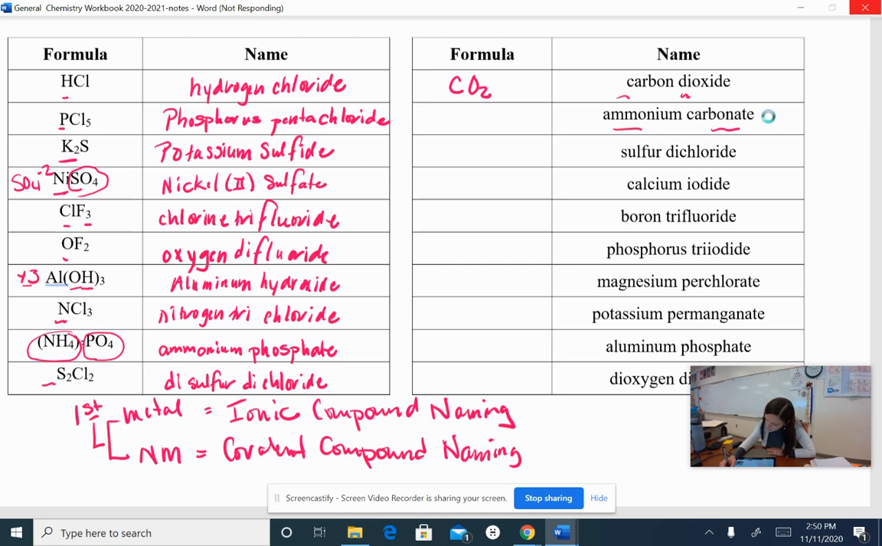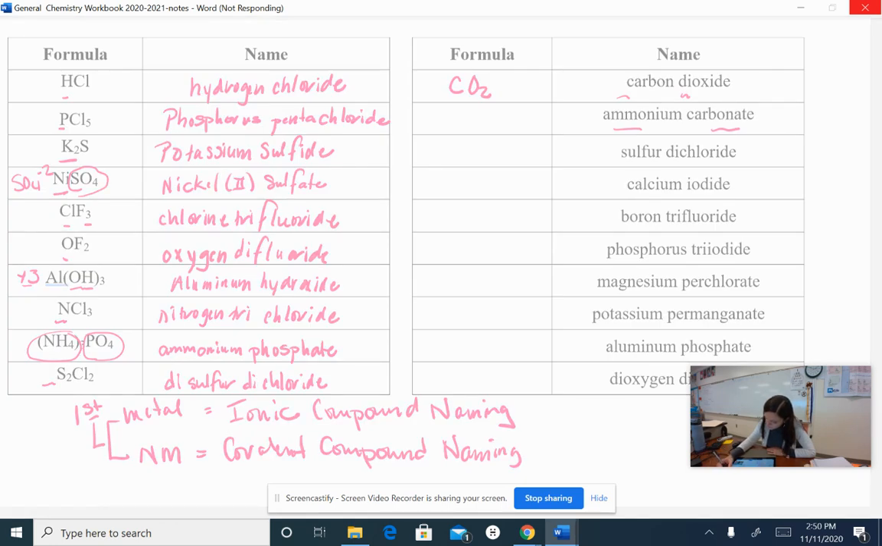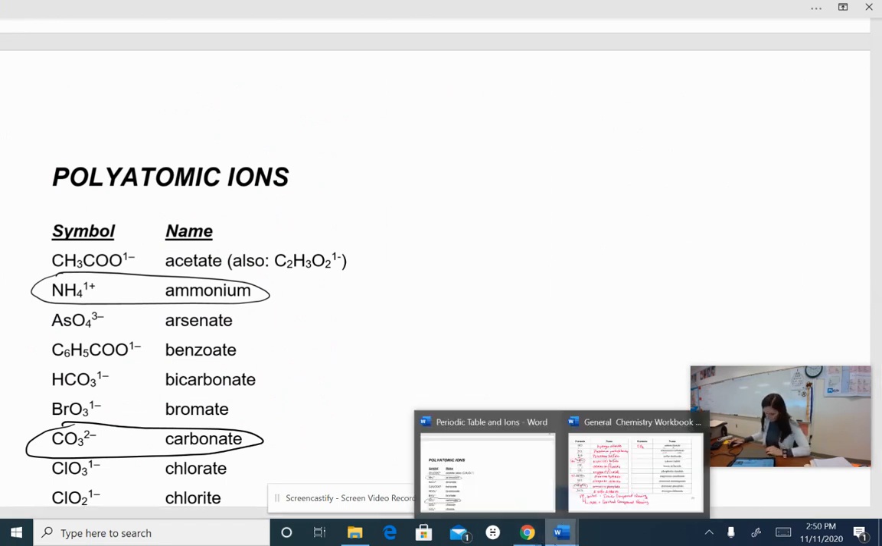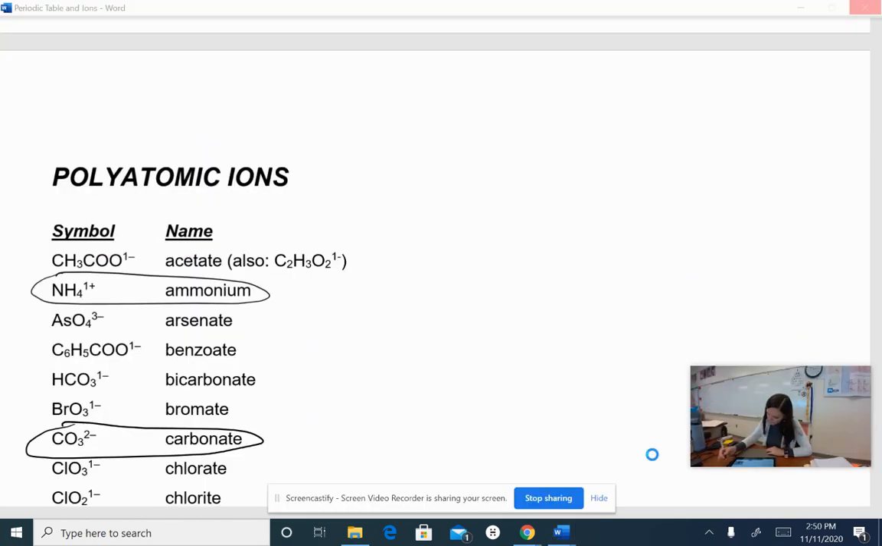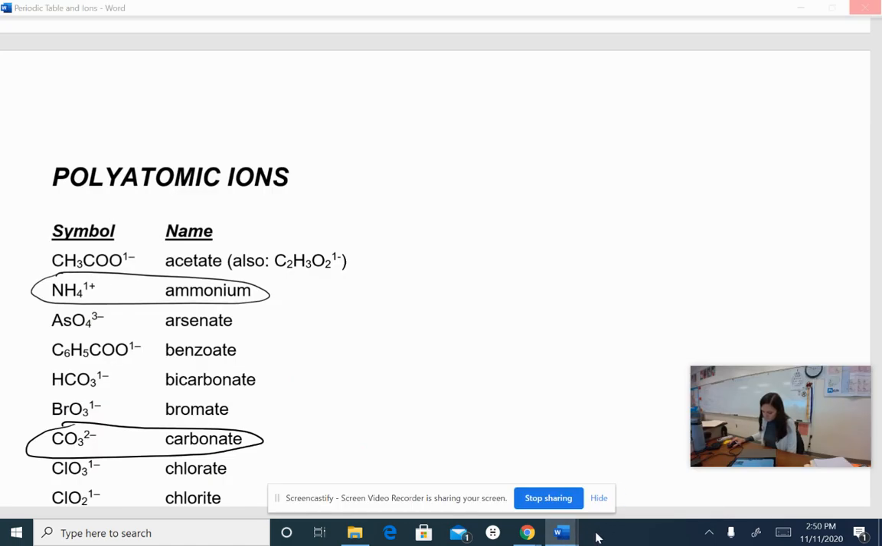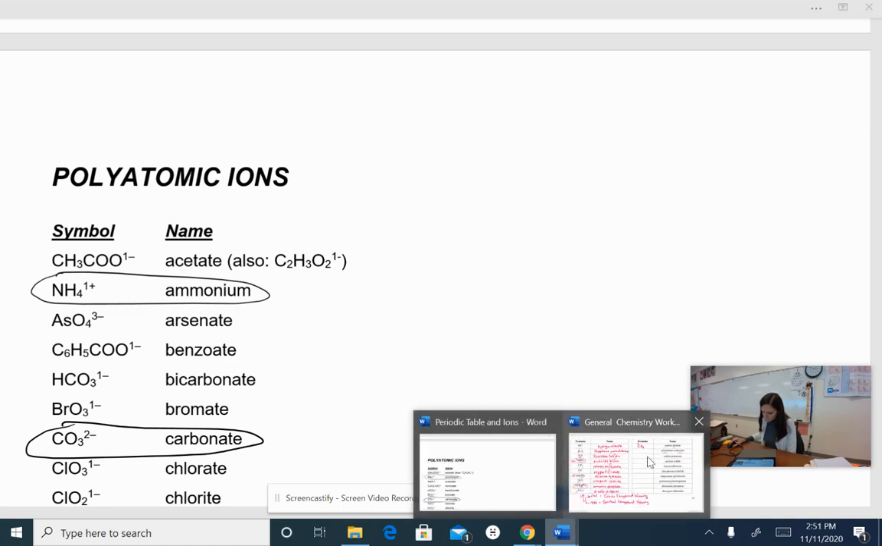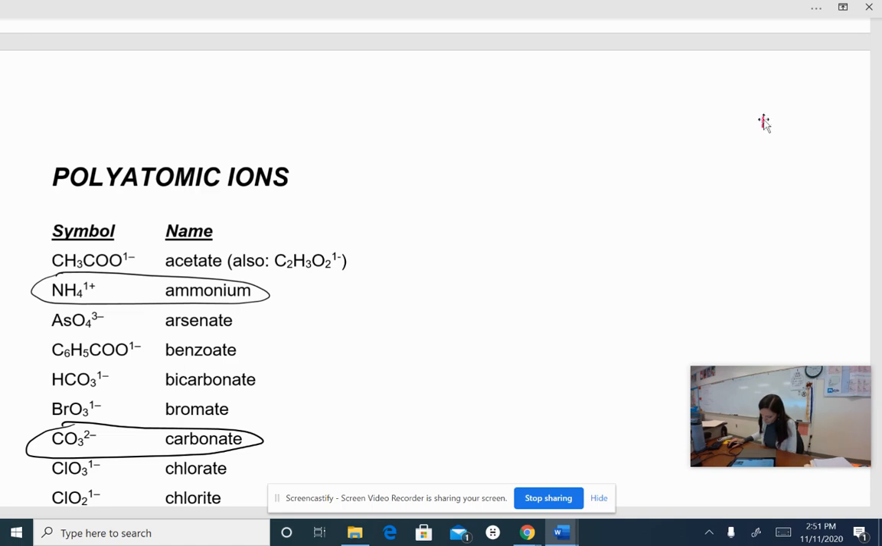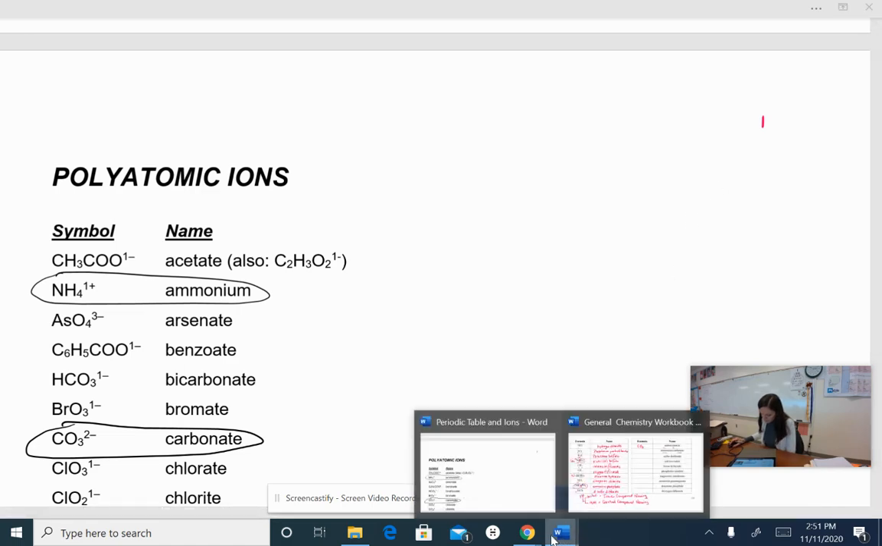So ammonium, why does it keep switching on me? Ammonium, oh my goodness.